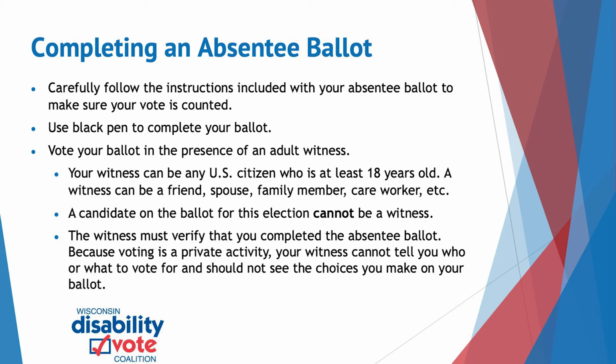A few tips. Use a black pen to complete your ballot. Vote your ballot in the presence of an adult witness. Your witness can be any U.S. citizen who is at least 18 years old. A witness can be a friend, a spouse, a family member, a care worker, or a neighbor. A candidate on the ballot for this election cannot be a witness.